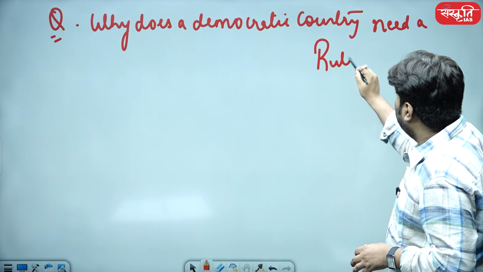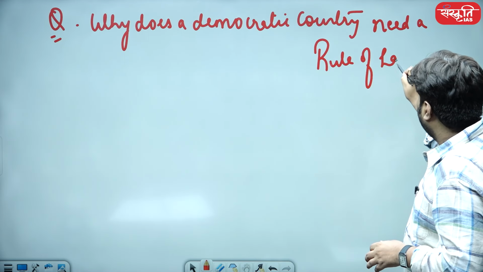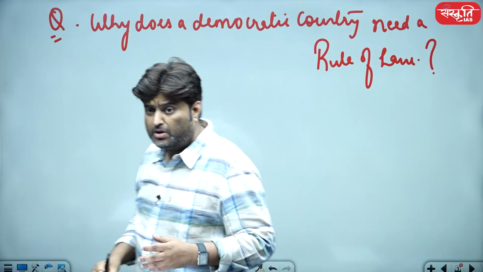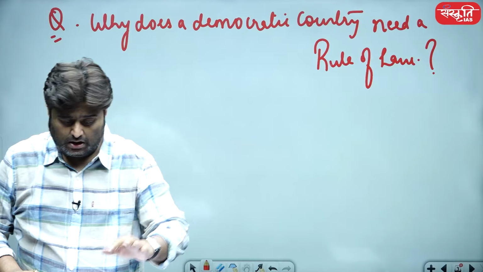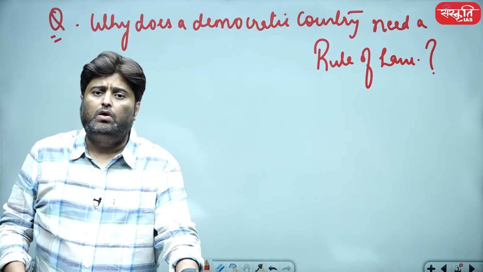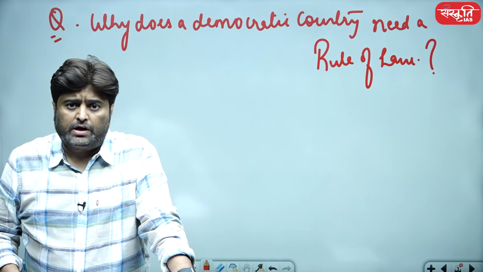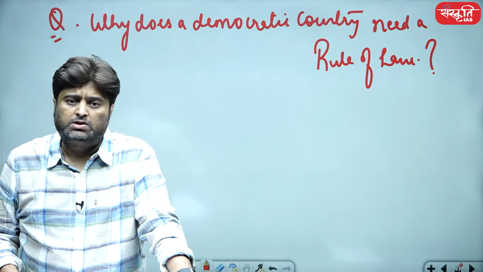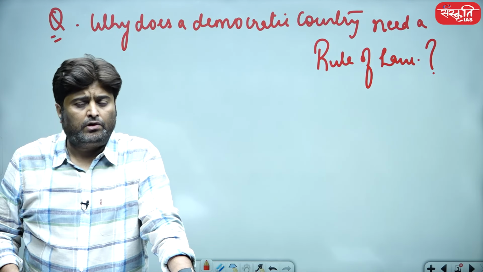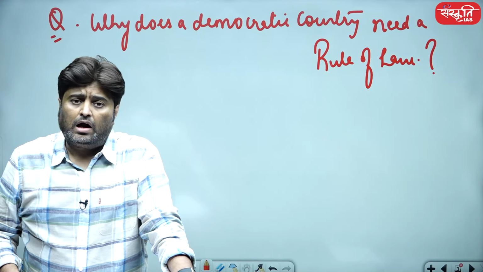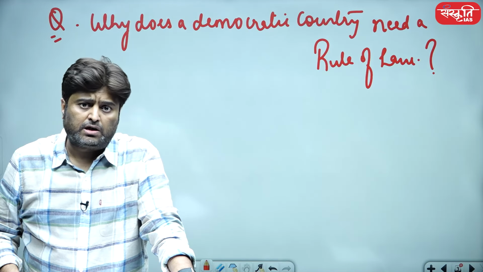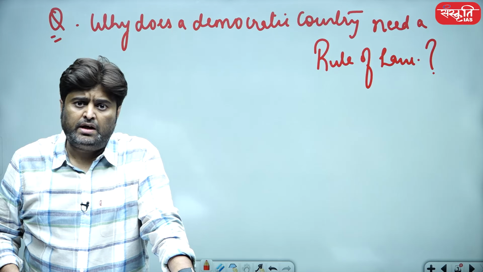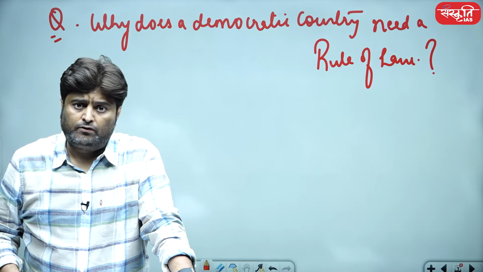Why does a democratic country need a rule of law? India is a democracy, and it's a functioning democracy. It is not a democracy limited only to paper. Whenever a local SDM, a local DSP, a local police official, or a higher police official or higher administrative official does not follow their duty as per the constitutional values, you always go to the Supreme Court and say, Your Lordship, rule of law is not followed.